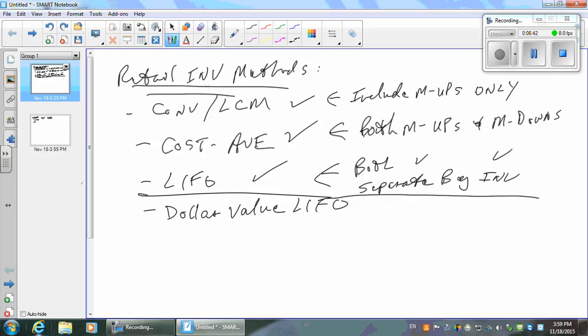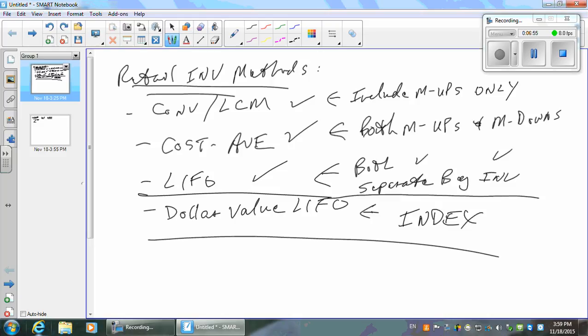And then on dollar value LIFO, what's the big difference? There's inflation or deflation, but typically inflation. It's going to give you an index. And what you've got to do is take the index and get back down to the base year. And then after you get back down to the base year, then you take the cost to retail percentage times it. Okay? Sound good?